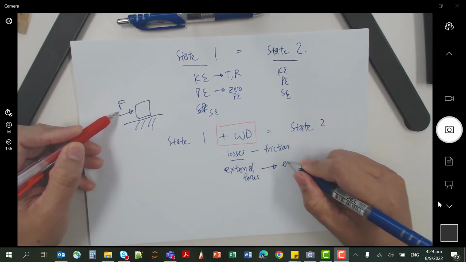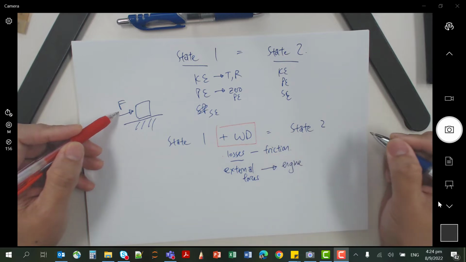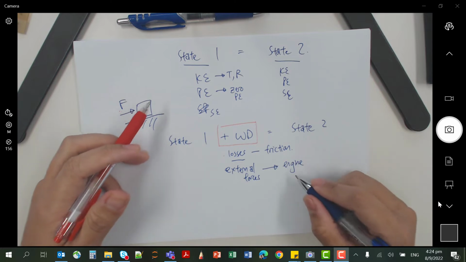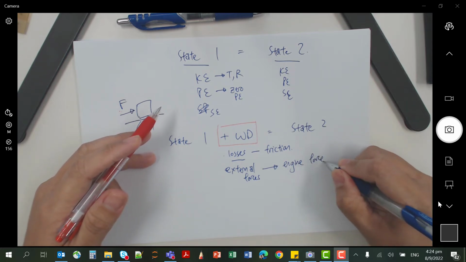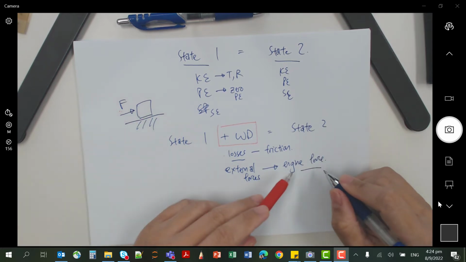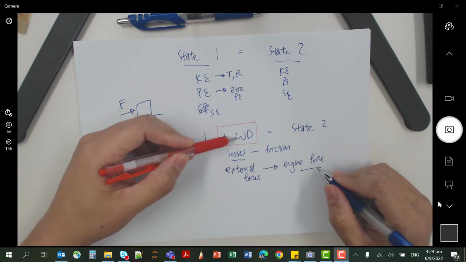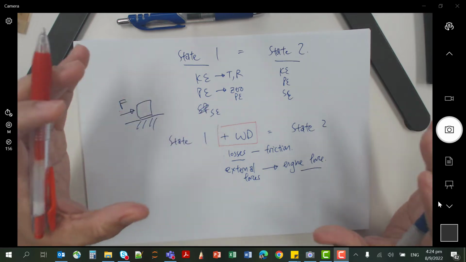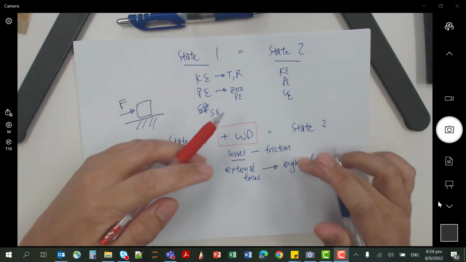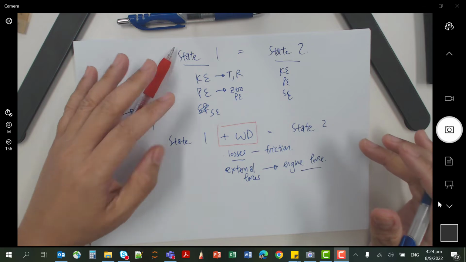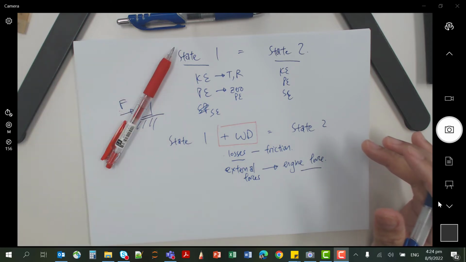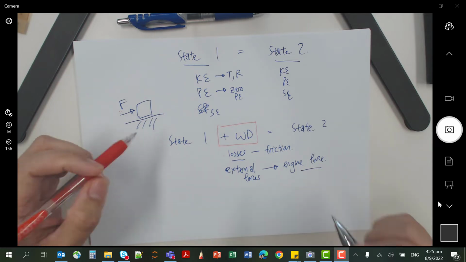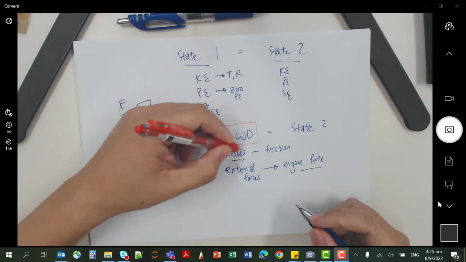Another example is your engine. In order for your car to move from stationary to a certain speed, you need an engine force. So this one can also be under work done. So these are the external forces. Even losses, the friction is considered an external force because the friction is actually a force applied onto the object. So under this circumstance, you will need to have a work done term over here.